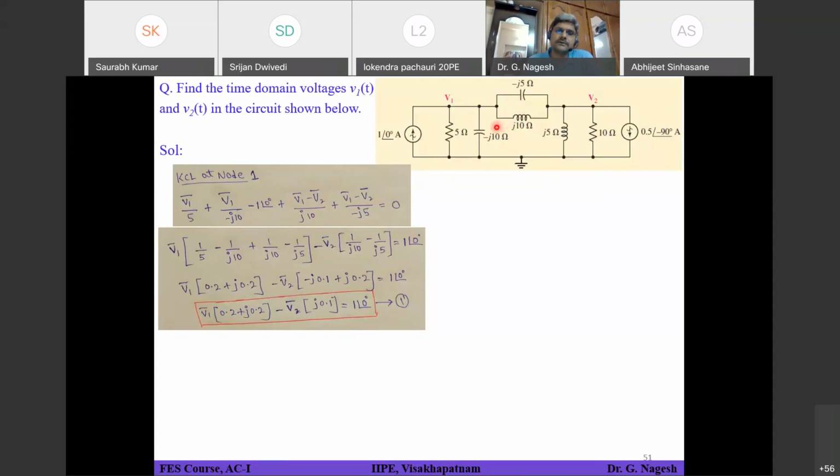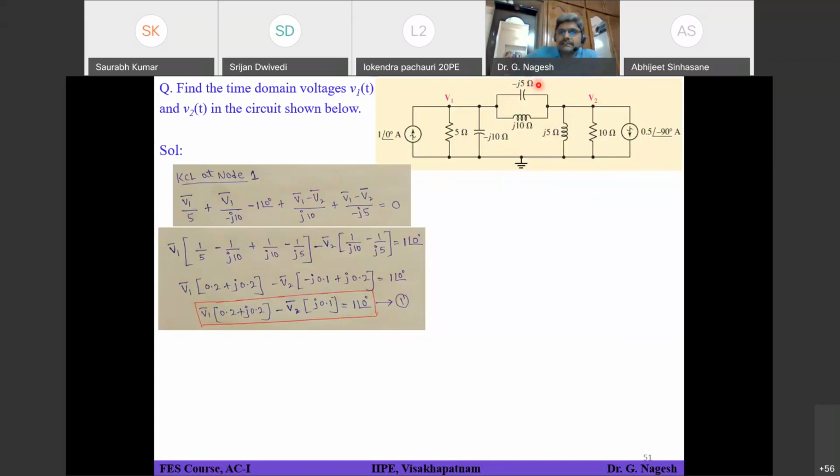Sir, for the fourth term. Yeah, this is the fourth term, right? You are talking about this one, right? Yes, sir. Sir, it's of the capacitor. Okay, if you want this capacitor, then for the capacitor, it is V1 minus V2 divided by this capacitive reactance. Maybe you have made a mistake at that point.